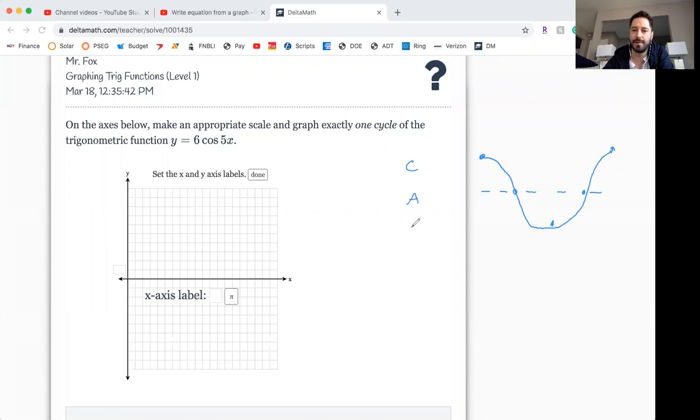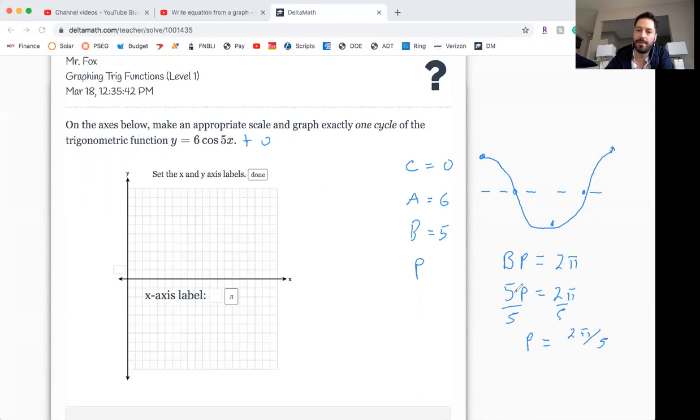Well, we could do CAB, right? It's got a midline of 0, because there's nothing here. It's not shifted up or down. It's got an amplitude of 6. Its frequency is 5, which means its period, we'll call it P, B times P equals 2 pi. So this gives us 5P equals 2 pi. Divide by 5, which means P equals 2 pi over 5.